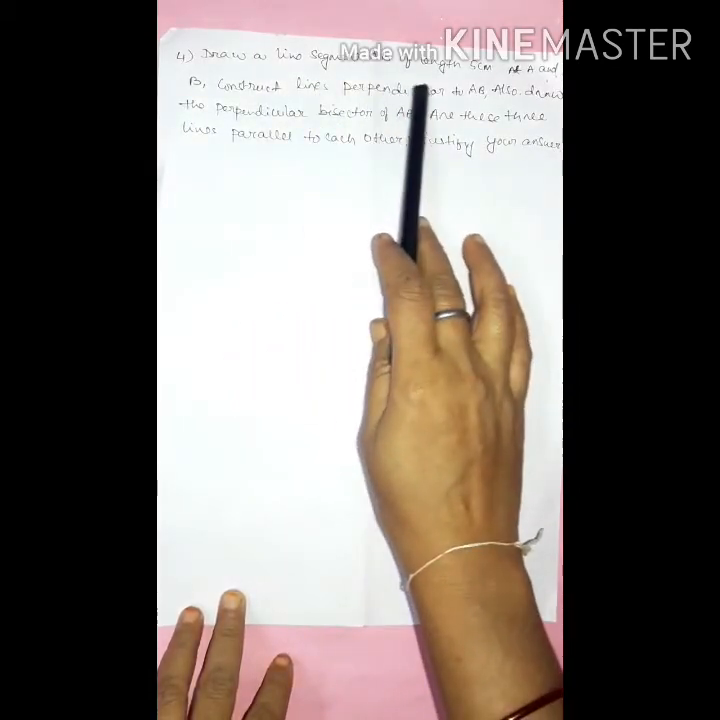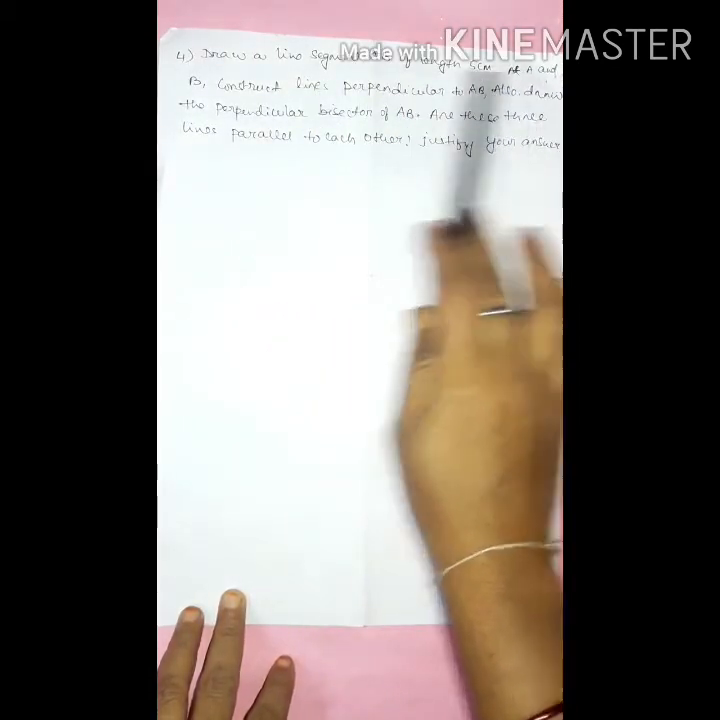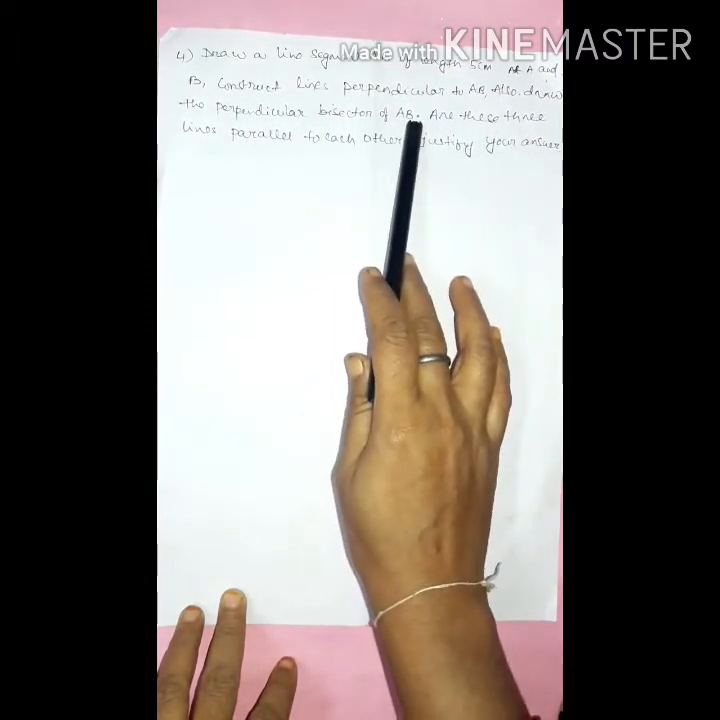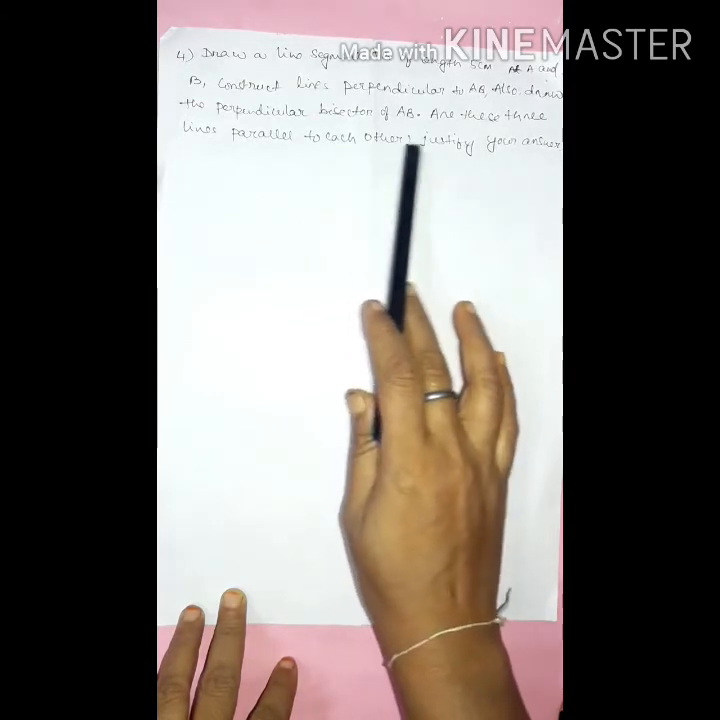Question number 4. Draw a line segment AB of length 5 cm. At A and B, construct a line perpendicular to AB. Also draw the perpendicular bisector of AB. Are these three lines parallel to each other? Justify your answer. First of all, what is given?